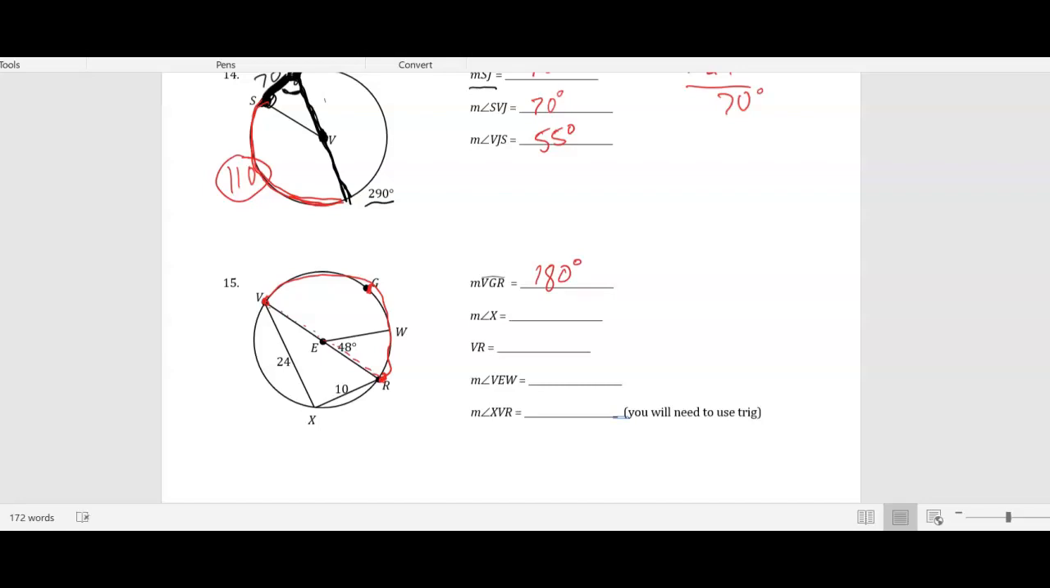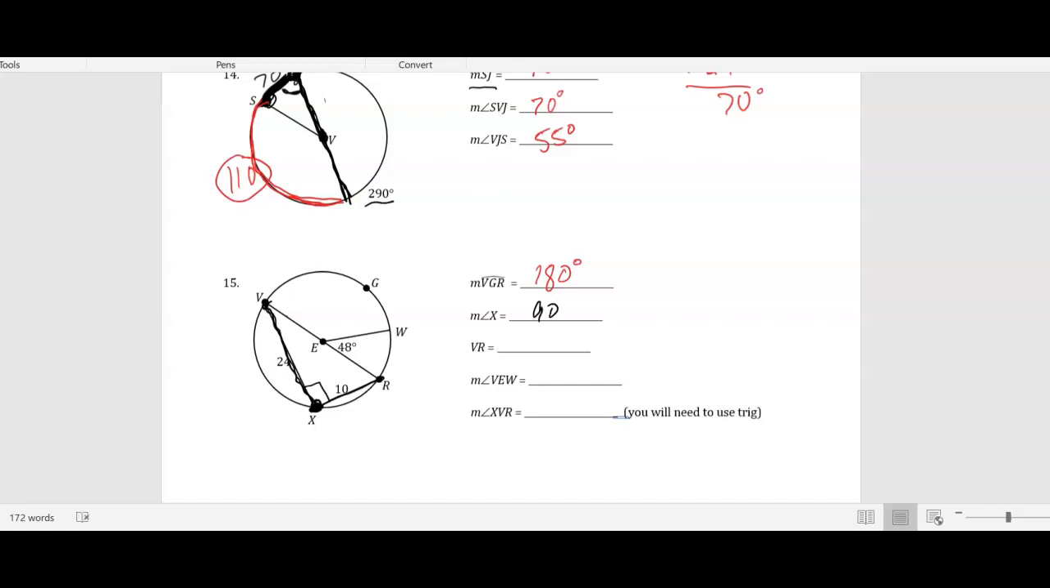If we wanted the measure of angle X, so if we look at X here, this is a property. If we have an inscribed angle, which this is, and if we look here, the two endpoints of that inscribed angle form your diameter, which it does. It's from V to R is your diameter. What that guarantees us or tells us is this is a 90 degree angle.